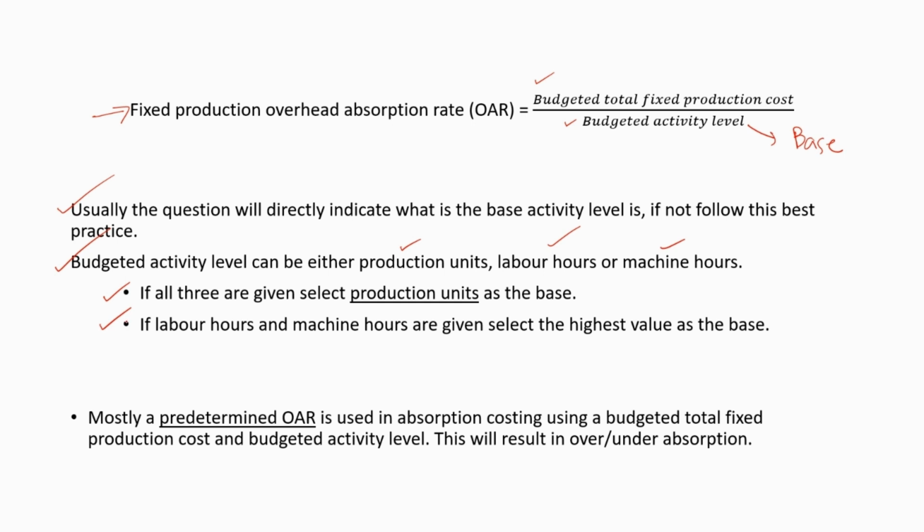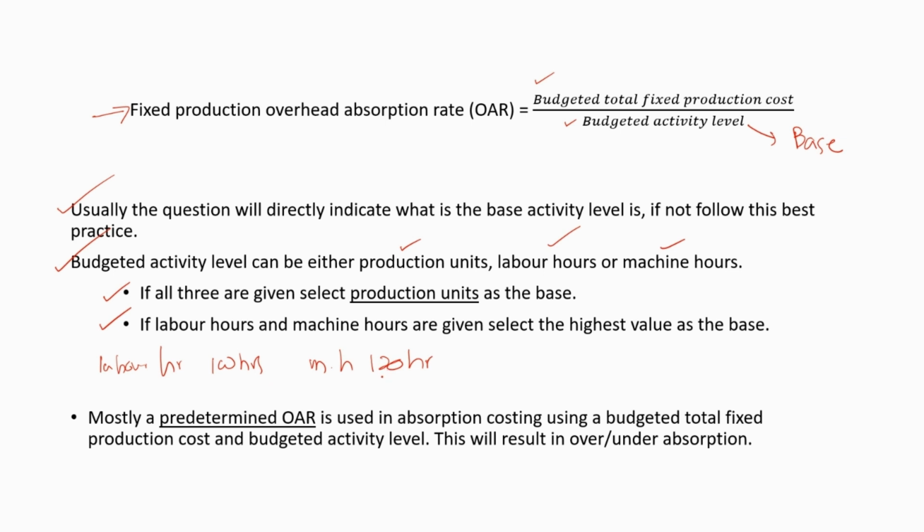If the labor hours and machine hours are given, select the highest value as the base. This means, let's assume the question has given labor hours as 100 hours and machine hours as 120 hours, and the question is not directly indicating what the base activity level is, which means we have to select a base activity level. So how can we select an accurate base activity level? In this case, we select the highest value as the base value.